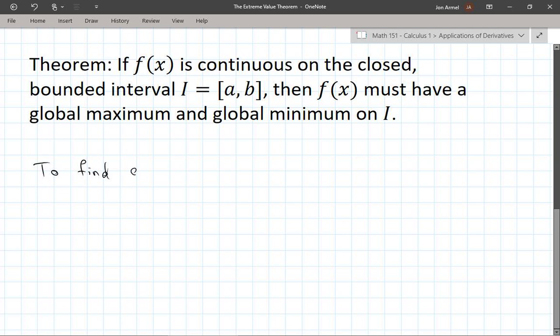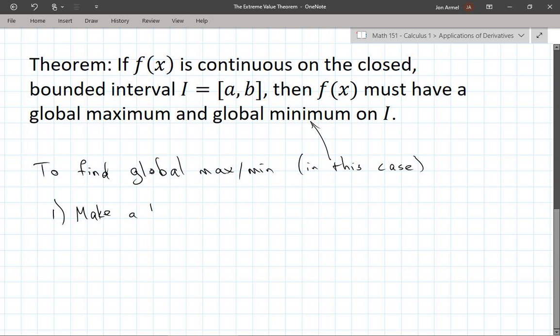So to find the global max and min in this case, again, this algorithm only works when you're guaranteed to already have a global max and min. You just do a few steps. You make a list, and we're going to add some things to the list. First thing is we're going to put in all the critical points for f of x that are in I.